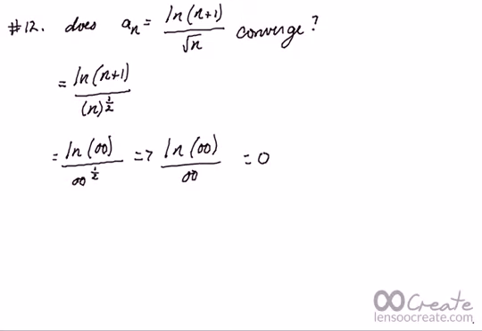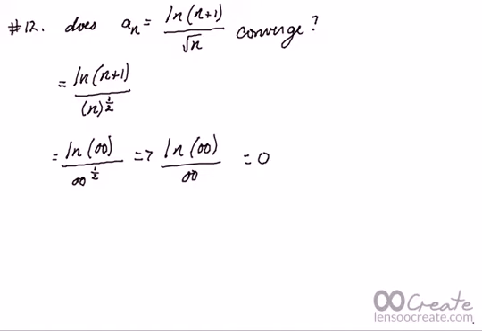The next question that I chose to do was number 12. Does a sub n equal to ln of n, or the log of n plus 1 over the square root of n converge? So I rewrote this as the natural log of n plus 1 over n to the 1/2. When I plug in the limit as n goes to infinity, we have the natural log of infinity over infinity to the 1/2 power.